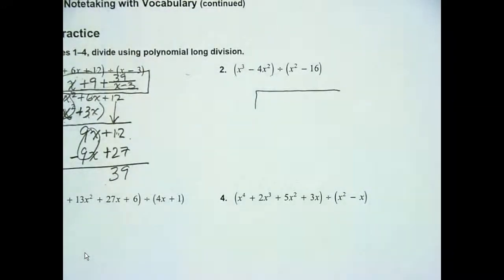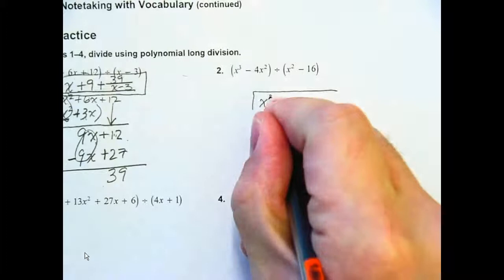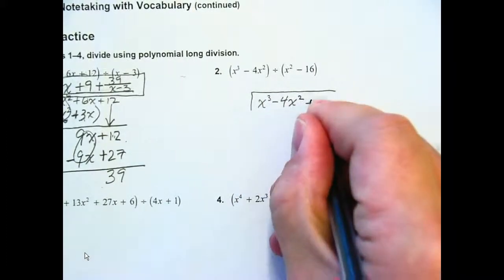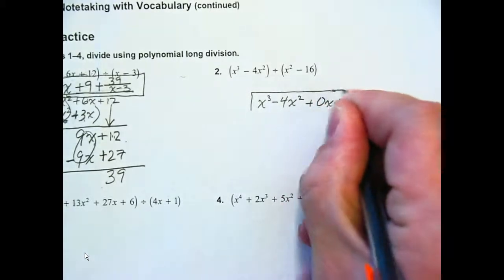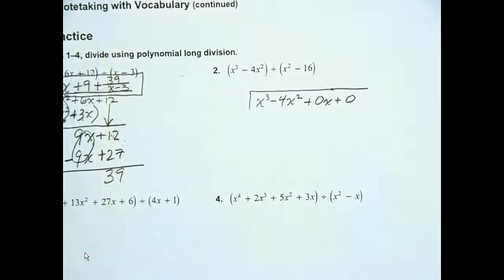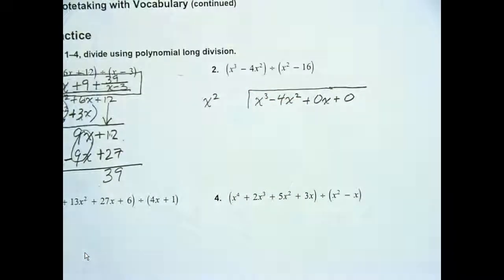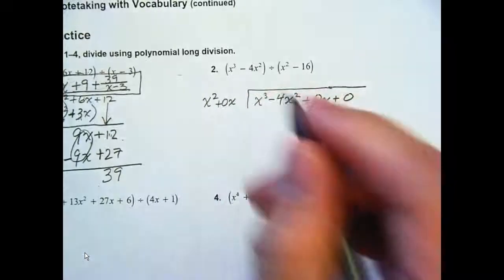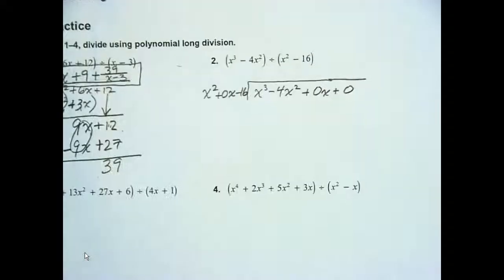All right, time's up. What goes inside? x cubed minus 4x squared plus 0x plus 0. What goes on the outside? x squared plus 0x minus 16. Got to put those place value holders in.